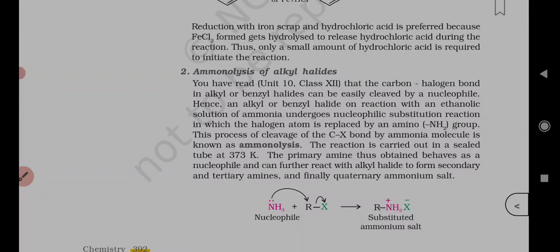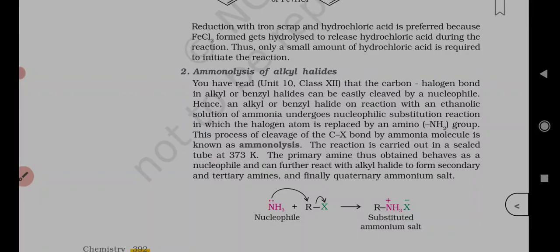The order of reactivity of halides with amines is RI greater than RBr greater than RCl. Because the R-I bond is weaker, it will break easily, and I- will act as a strong nucleophile. RI is there, okay, and it can be easily substituted.